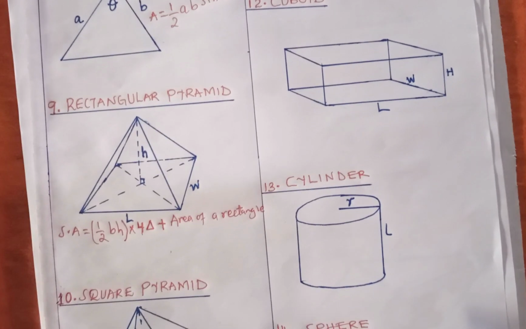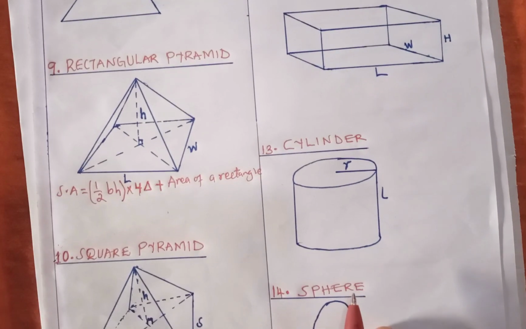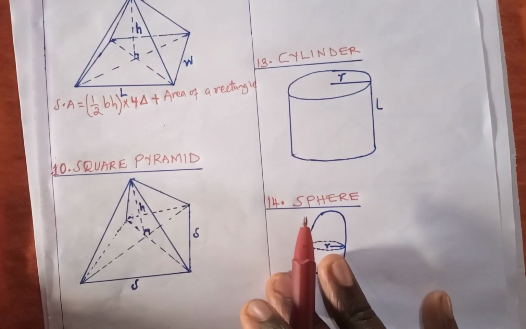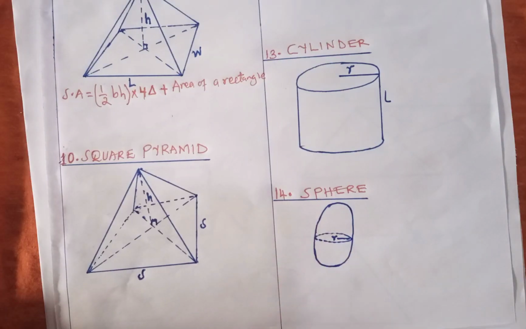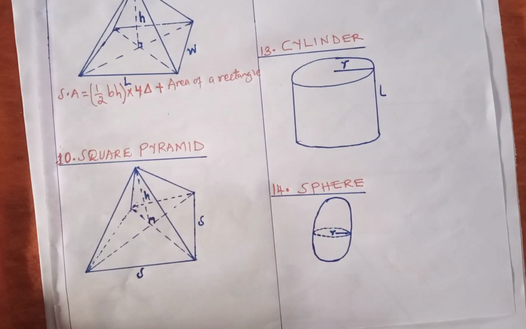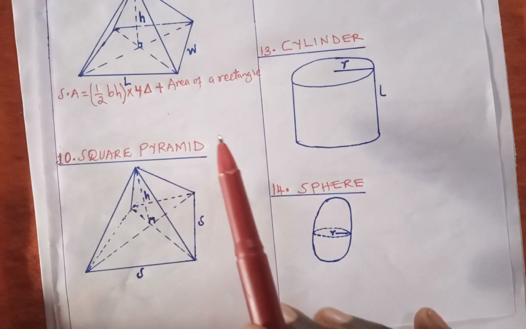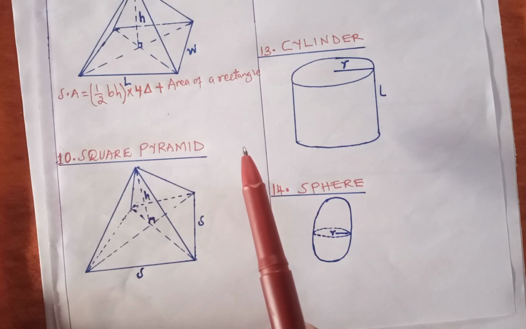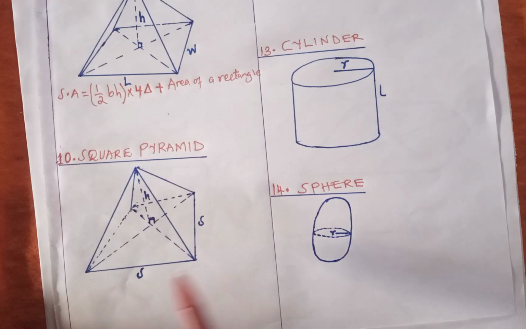So the next thing is a square pyramid. For the square pyramid, we are going to change the formula a little bit by saying that the base is a square. That is why it is called a square pyramid. So instead of a rectangle, like what we did under number 9, under number 10, the base is what? A square. So we are going to get the area of a square.